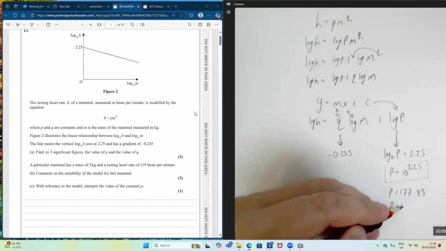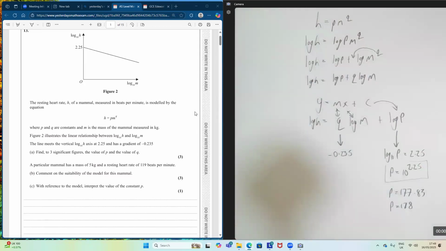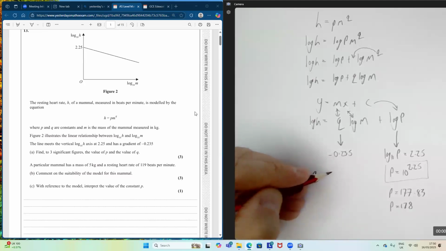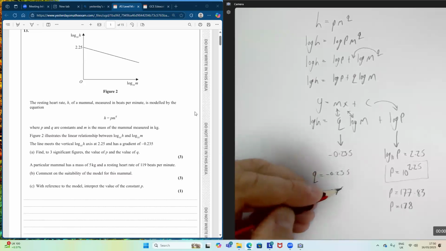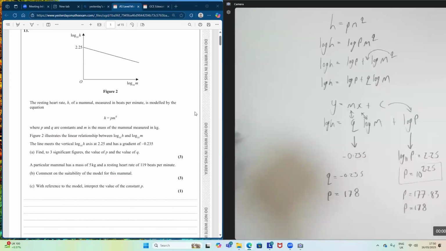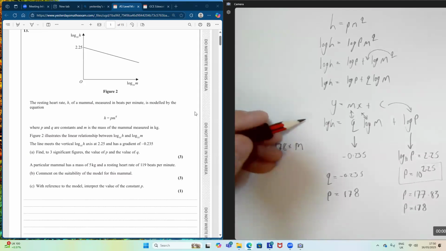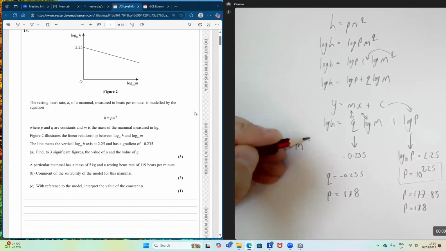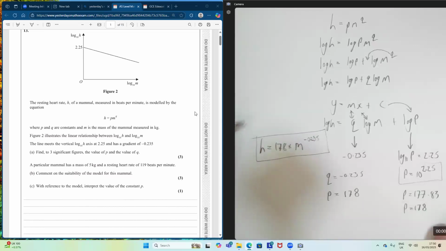So P is equal to 178 to 3 significant figures, and this is already given to 3 significant figures. So I now know that my Q is equal to minus 0.235 and my P is equal to 178. And so I've now got my full equation: H is equal to 178 times m to the power of minus 0.235. And that is part A done.